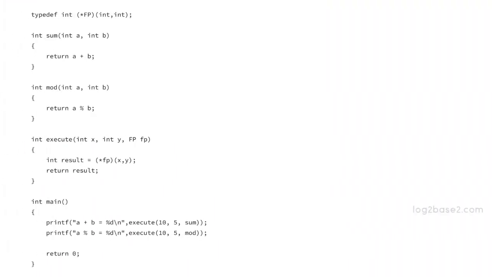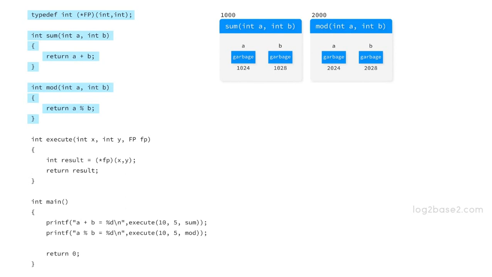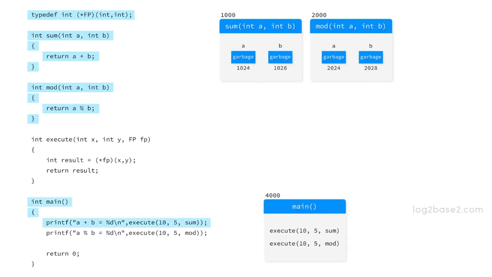Here we have the main function, a function named sum, the function mod and the function execute. As we discussed, we use the typedef keyword to create a function pointer. So fp is a function pointer which accepts two integer variables and returns an integer. In main, we print a plus b equal to and call the execute function by passing 10, 5 and sum. Recall that the name of the function holds its address. So 1000 is assigned here. So we are passing the address of function sum to the execute function.